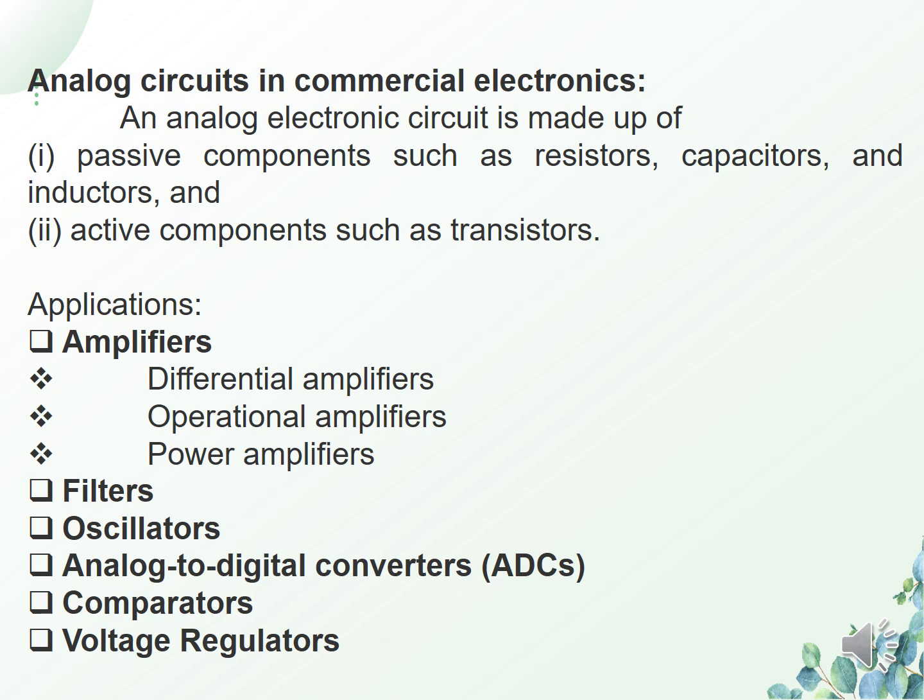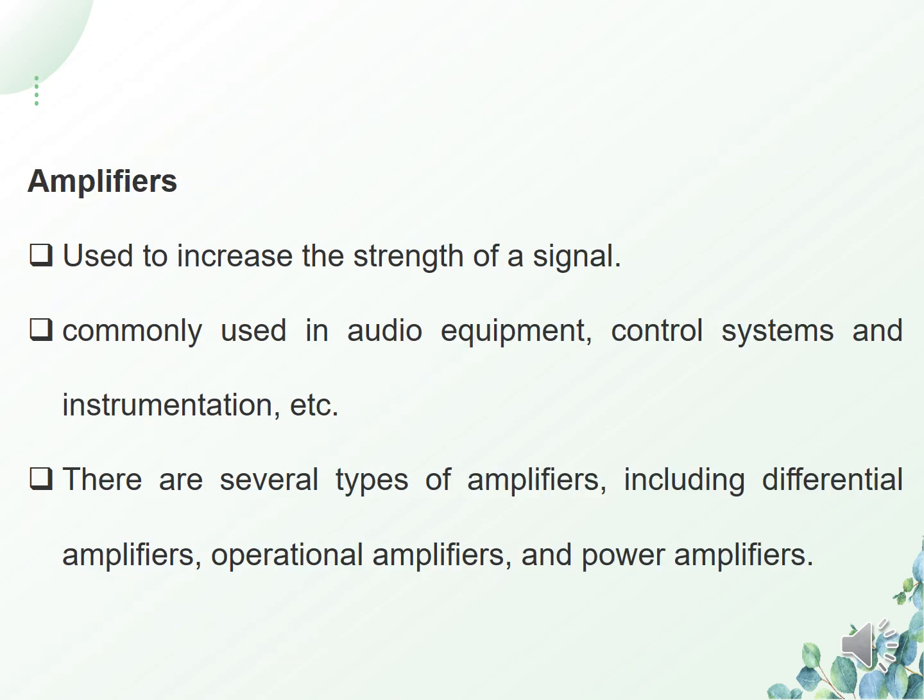So there are several applications of analog circuits in commercial electronics, and some of them are they are used in amplifiers, filters, oscillators, analog to digital converters, comparators, and voltage regulators. Now let's see one by one. So the first application of analog electronic circuit is in amplifiers. Amplifiers are the circuits which are used to increase the signal strength, and they are commonly used in audio equipments, control systems, and instrumentation systems.